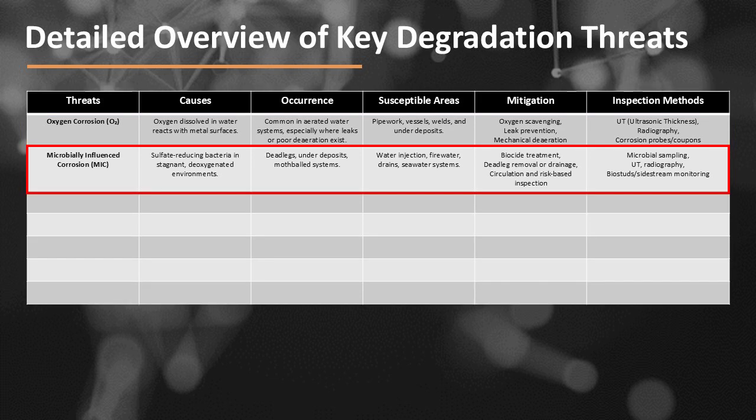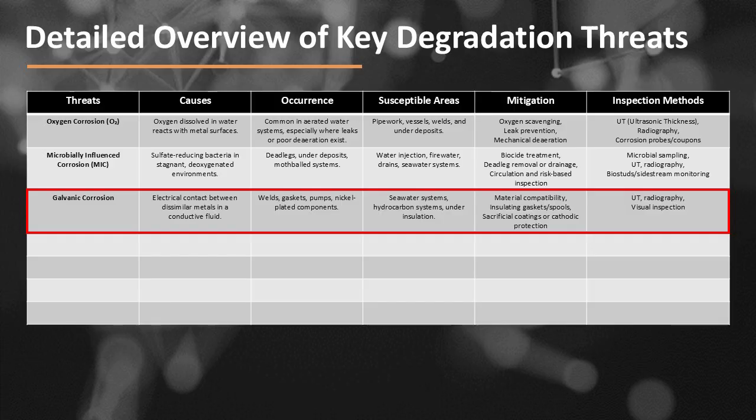When the threat is microbially influenced corrosion or MIC, it is caused by sulfate-reducing bacteria in stagnant, deoxygenated environments. The occurrence of this threat is deadlegs, under deposits, mothballed systems. The susceptible areas of this threat are water injection, firewater, drains, seawater systems. The mitigation strategies for this threat are biocide treatment, deadleg removal or drainage, circulation and risk-based inspection. The inspection methods for this threat are microbial sampling, UT, radiography, biostuds, or sidestream monitoring.